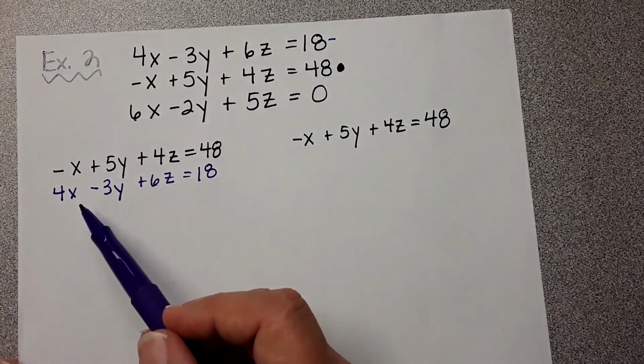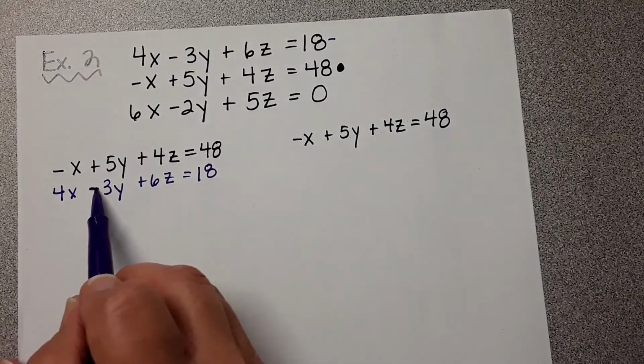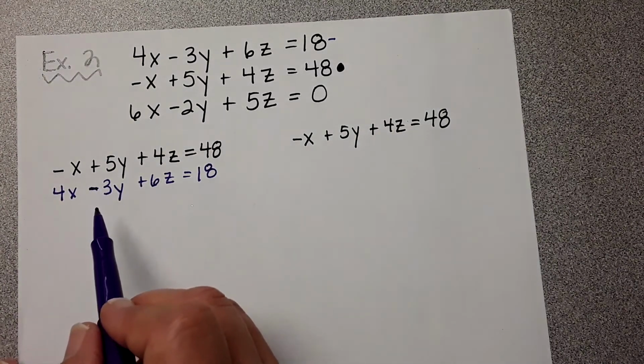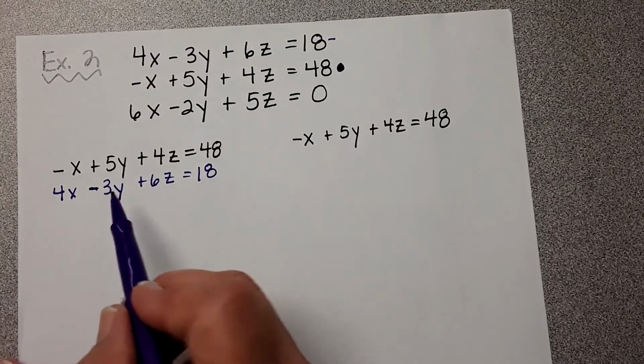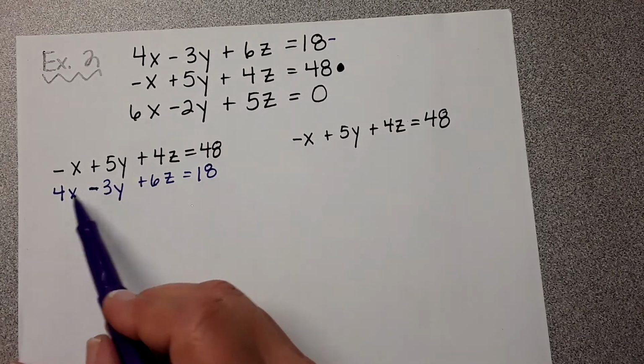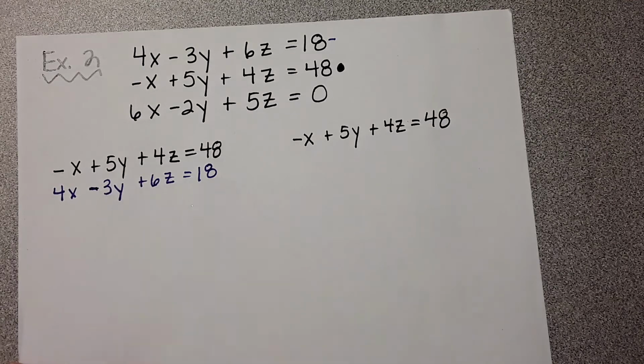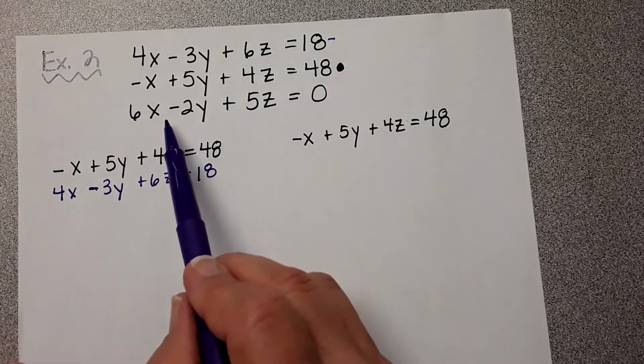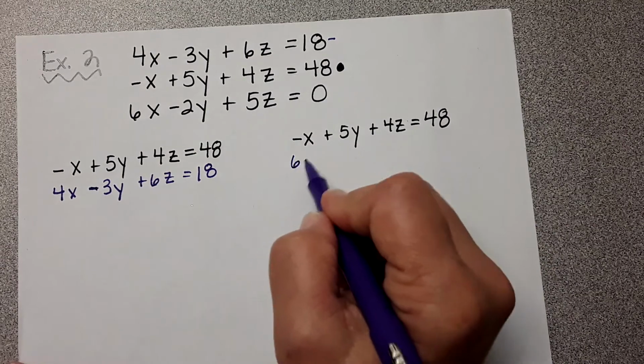Make sure that you've written it correctly because you don't want to do one of these problems and the first mistake was writing it incorrectly. So 4x minus 3y plus 6z equals 18. Then I'm going to write my other equation underneath.